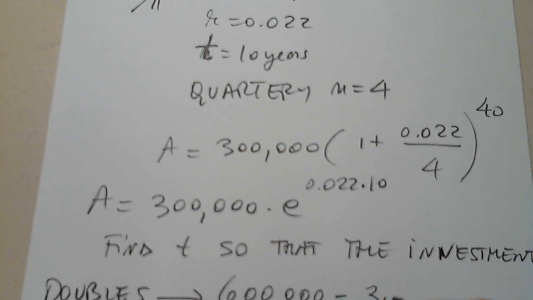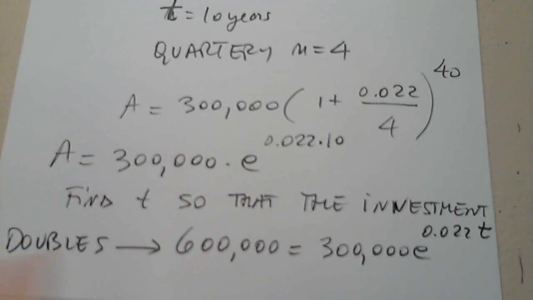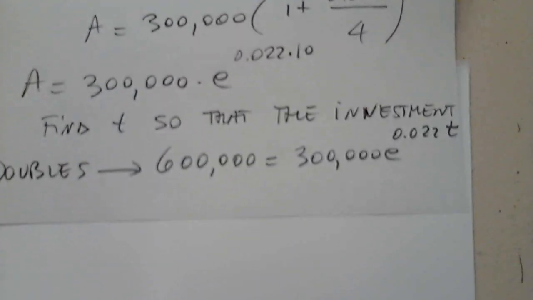So 600,000 equals 300,000 times e to the 0.022 times t. So in this equation, we don't have t. We want to find how many years we have to wait for our investment, our principal of 300,000, to double. And of course, you have to divide both sides by 300,000 and you get 2 on the left, and then you apply natural log as we did.